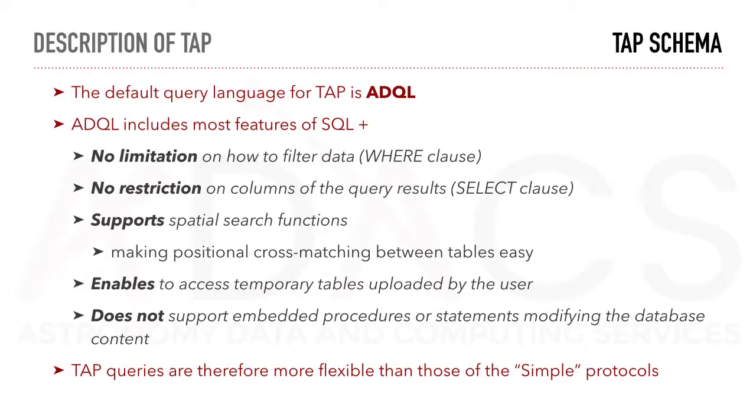The default query language for TAP is ADQL. ADQL includes most features of SQL, plus there is no limitation on how to filter data, for instance the where clause, no restriction on columns of the query results, the select clause. It supports spatial search functions, making positional cross-matching between tables easy. It enables to access temporary tables uploaded by the user, and does not support embedded procedures or statement modifying the database content. TAP queries are therefore more flexible than those of the simple protocols.